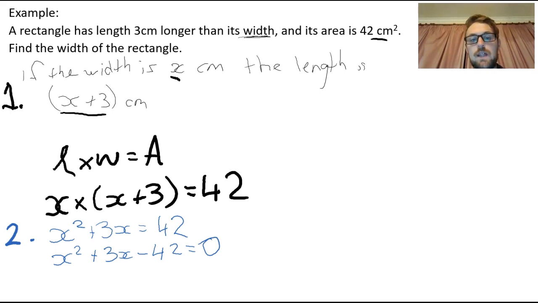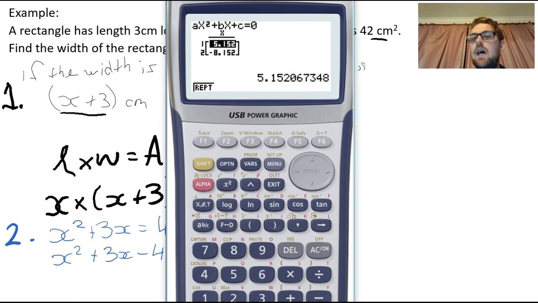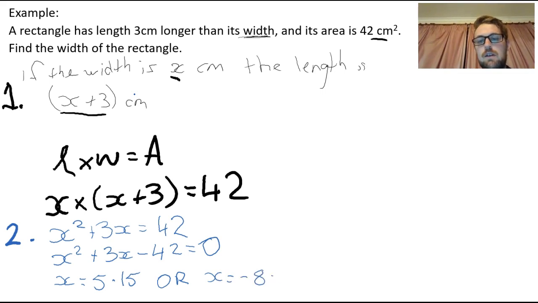I could put this into our quadratic formula and solve it algebraically. However, what I'm going to do is put it into the graphics calculator and use the solver in there to get our solution. You can see I've put in our value for A is 1, for B is 3, and our C is -42. If I press enter there, I'm given the values 5.15 and -8.15. So what that means is our x equals 5.15 or x equals -8.15. And that's the end of step 2.